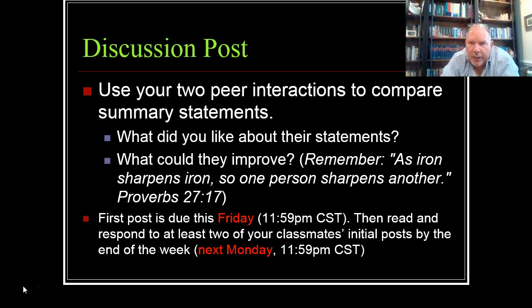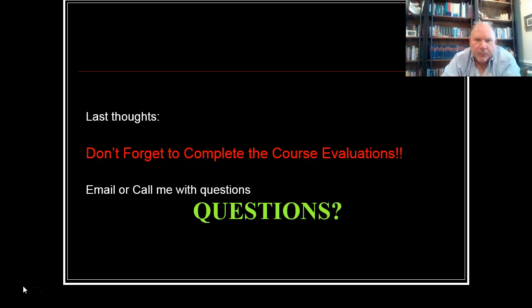Use your two peer interactions to compare summary statements. What do you like about their statements? How could they improve? Remember, as iron sharpens iron, so one person sharpens another. And yet, be kind. This is not something where I want you to rip each other apart, but I do want to move the discussion for how can we be the most effective ambassadors of Christ possible. The first post, as always, is due on Friday at midnight Central Standard Time, with ongoing interaction through Monday midnight Central Standard Time.